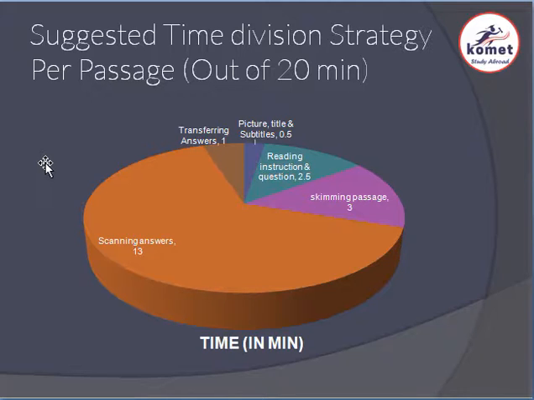So 13 minutes is on average what you are supposed to spend answering the questions, and another 1 minute is to transfer whatever answers you have taken. Within this 20 minutes only, you should transfer your answers into your final answer sheet, so that you do not get a shortage of time in the end. You should not pile up this work at the end of the test.